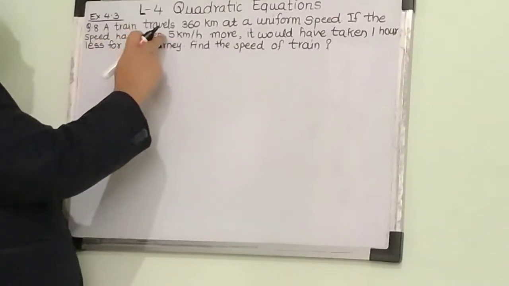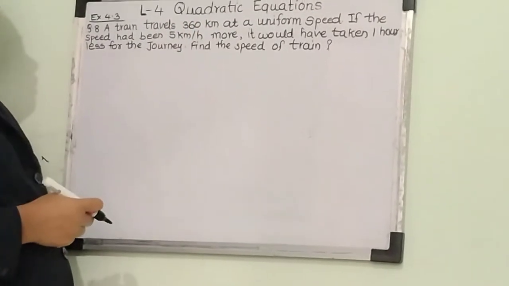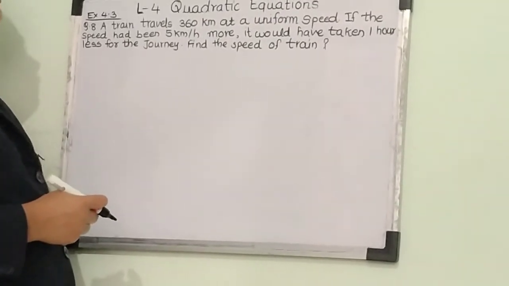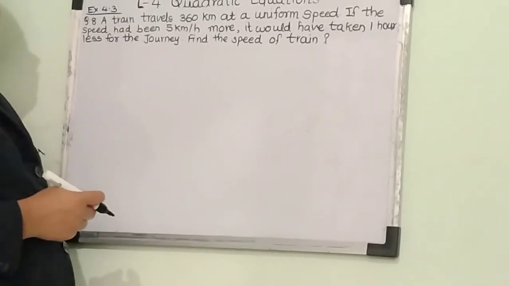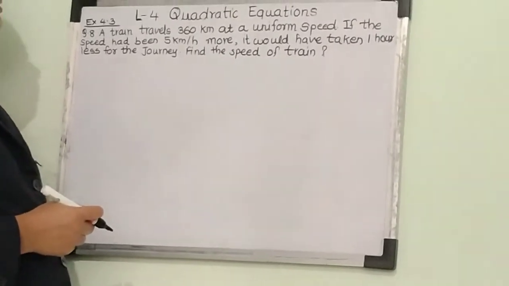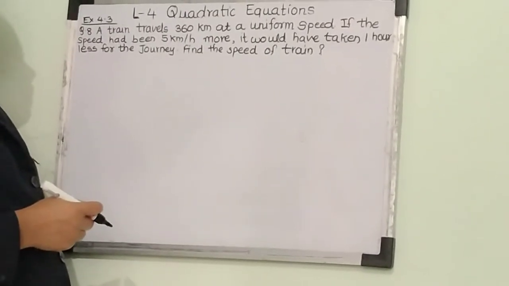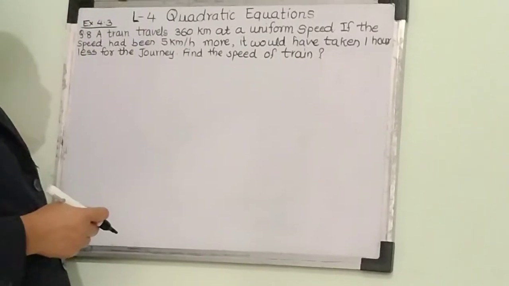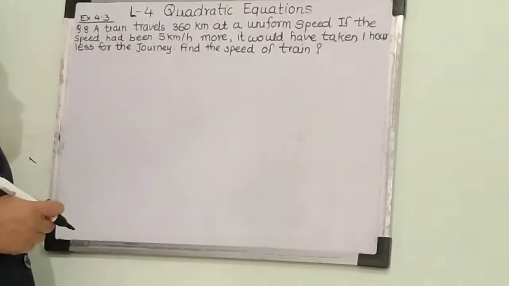A train travels 360 km at a uniform speed. Here the speed is not given, we are only given the distance covered by the train. If the speed had been 5 km per hour more, it would have taken 1 hour less for the journey. If we increase the speed by 5 km per hour, then the journey will complete 1 hour earlier. Then we have to find the speed of the train.